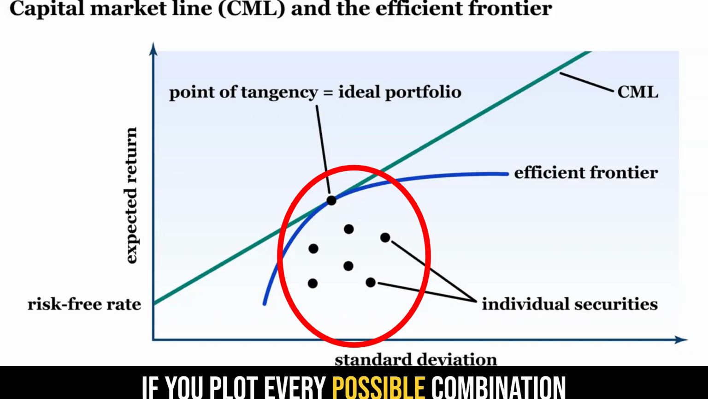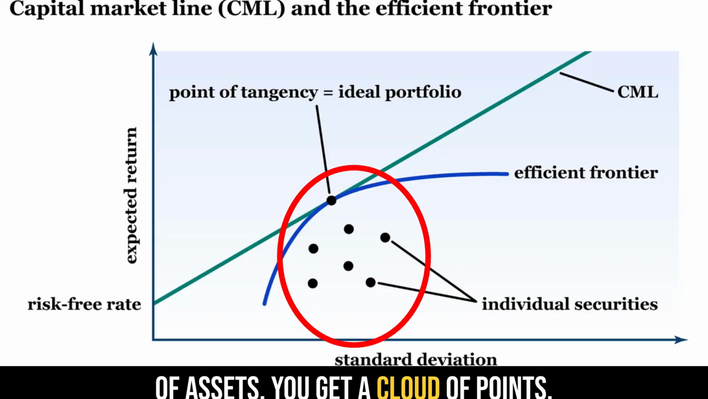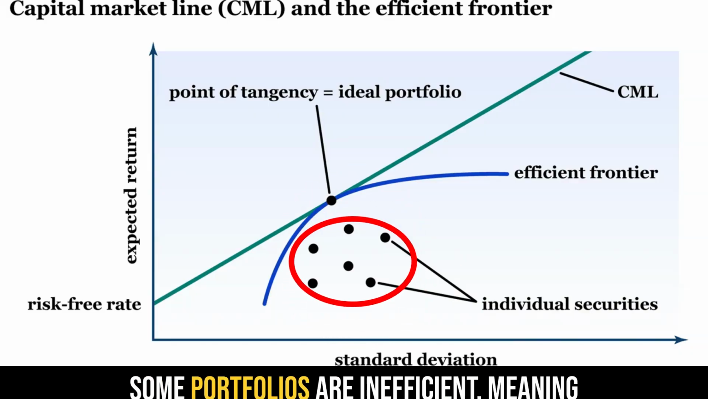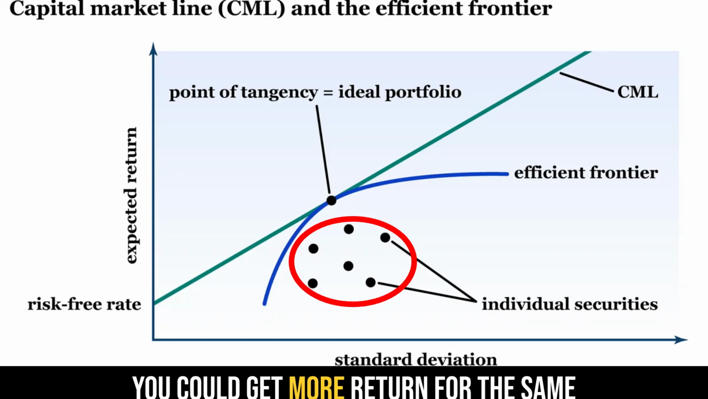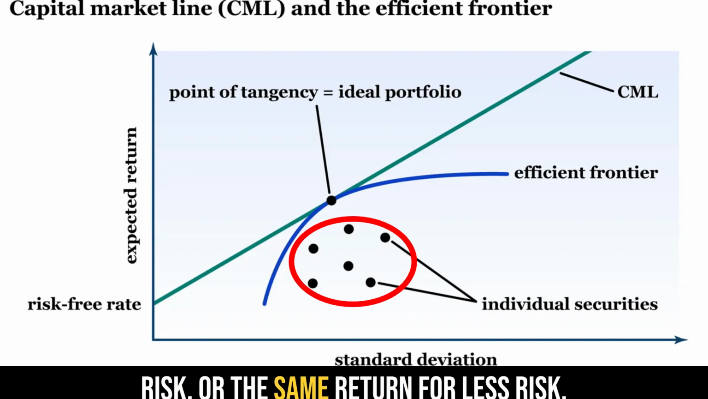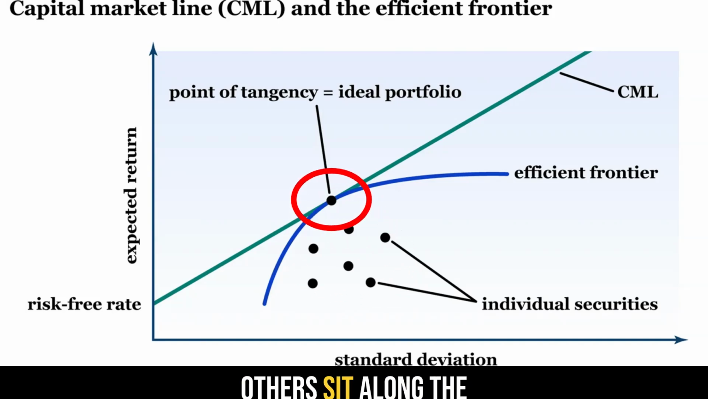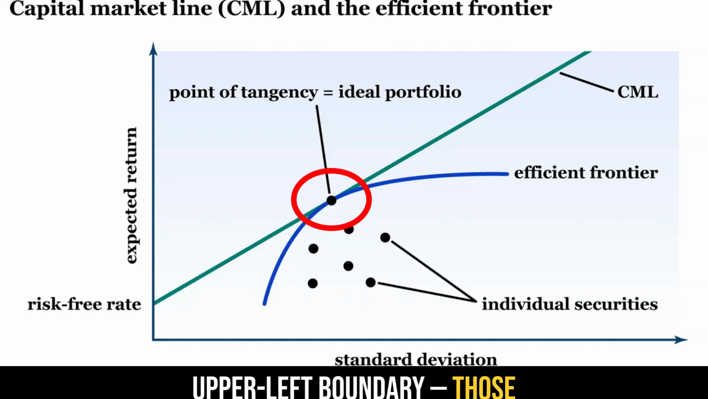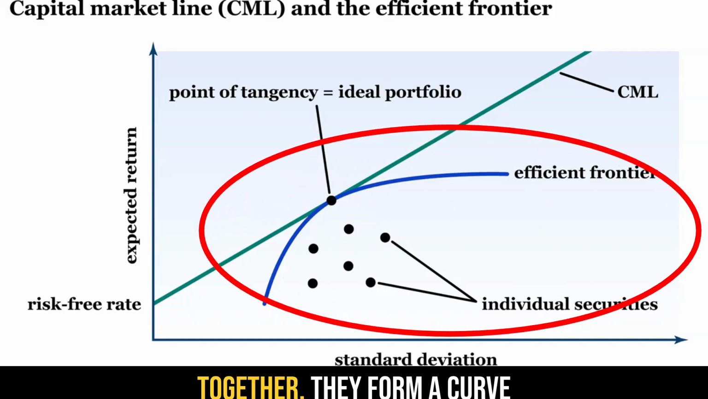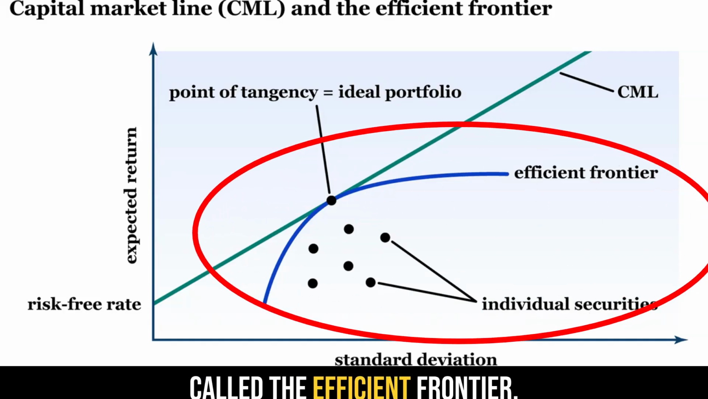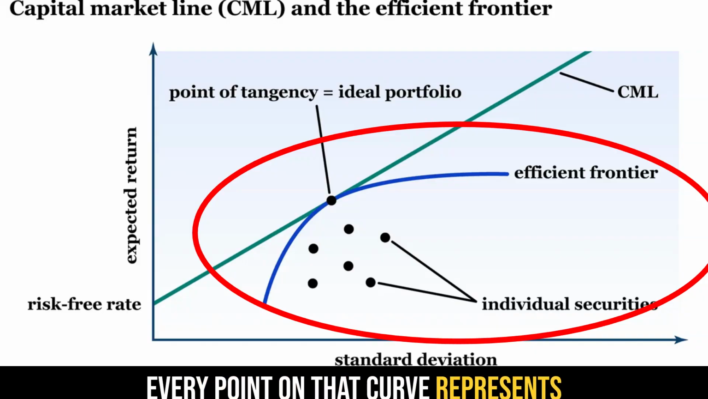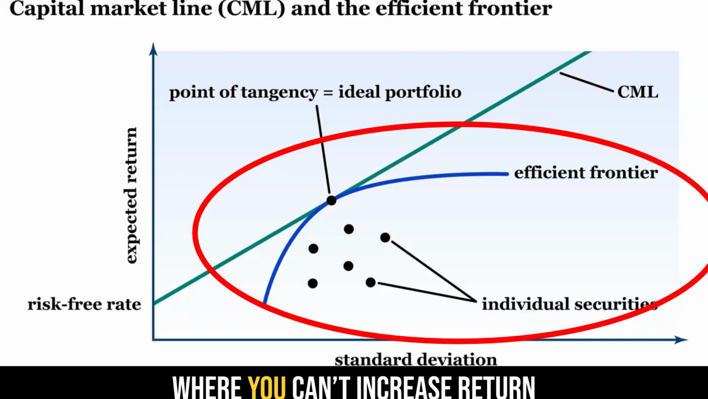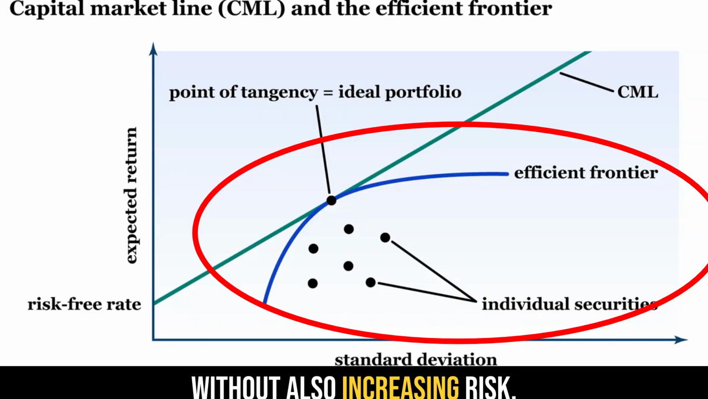If you plot every possible combination of assets, you get a cloud of points. Some portfolios are inefficient, meaning you could get more return for the same risk or the same return for less risk. Others sit along the upper left boundary. Those are the efficient portfolios. Together, they form a curve called the efficient frontier. The efficient frontier shows the best possible trade-offs between risk and return. Every point on that curve represents an optimal portfolio, one where you can't increase return without also increasing risk.